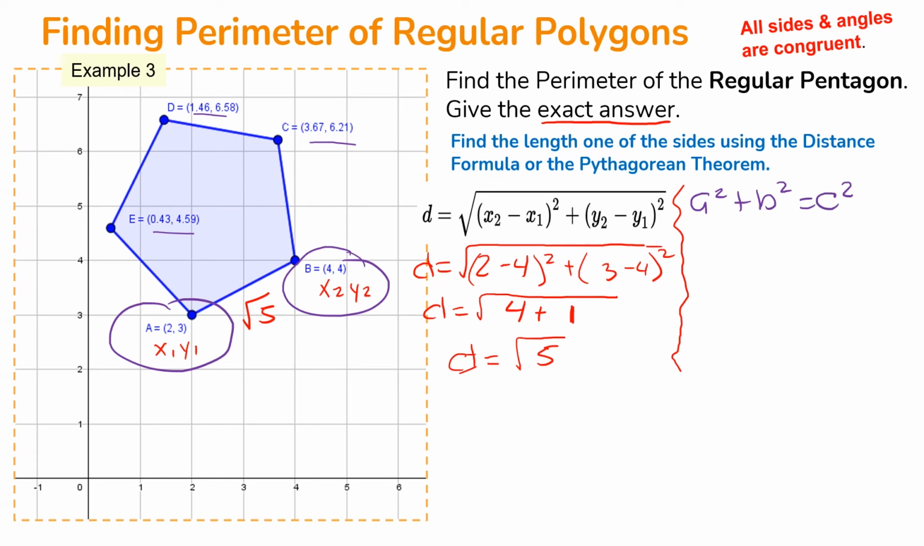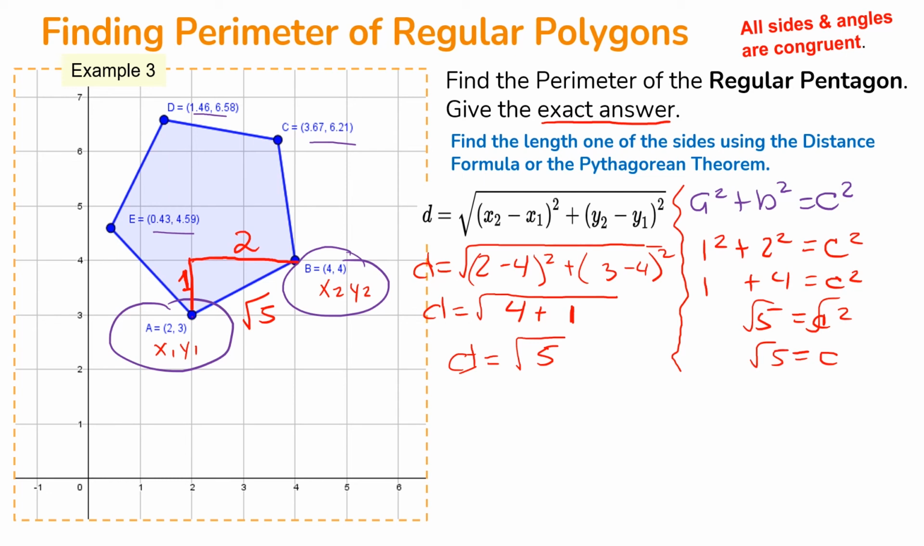So if I draw a line here and here, I can make this a right triangle. This length would be from 3 to 4, so that would just be 1. From here to here, this would just be 2. So I would be finding the hypotenuse, so I should get the square root of 5. 1 squared plus 2 squared equals c squared. 1 plus 4 equals c squared. I get 5 equals c squared, and I do get the same answer. So either way, you're going to get the square root of 5.